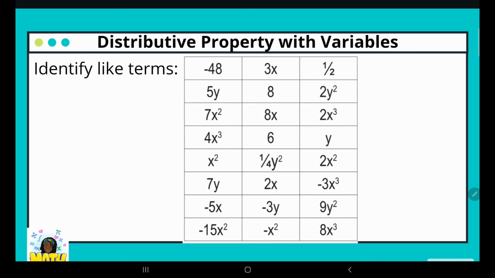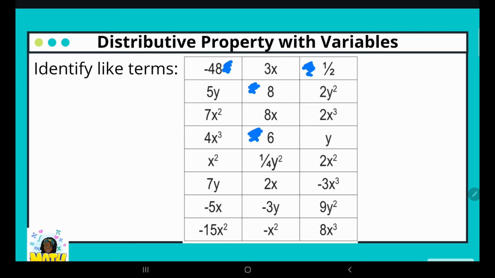All right, so let's just do this quick activity to identify some like terms. I'm going to use my color and just shade in boxes that are similar, okay? So constants involve our negative and positive numbers. So if I were to go through this chart, I would say -48, +8, +6, 1/2, all of those are like terms, okay?